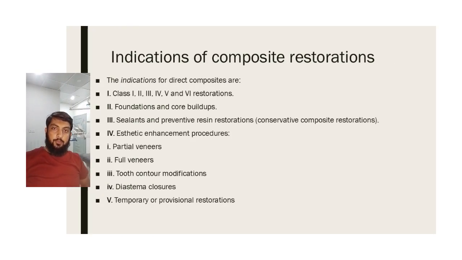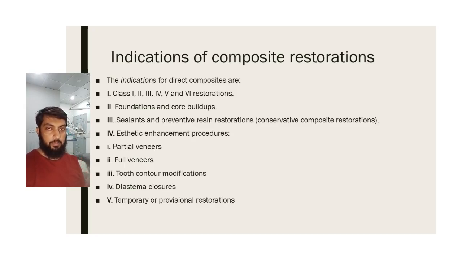Composites will be used in class 1, 2, 3, 4, 5 and 6 and all kinds of restoration. It is used as a tooth color restoration. It is very high in demand. Then on grossly broken down teeth with gross loss of tooth structure, you are going to use it for core build-ups and foundation restorations before putting on a fixed restoration such as a fixed partial bridge or something like that. It can be used as a resin based sealant.